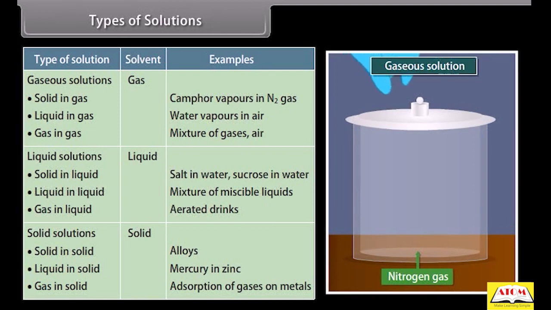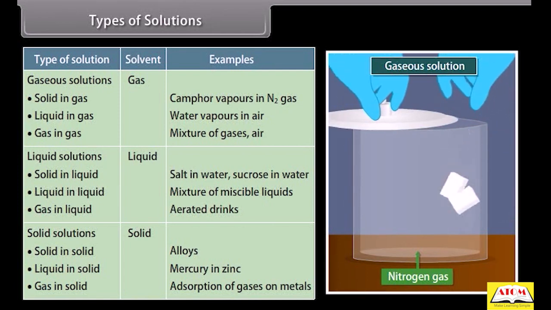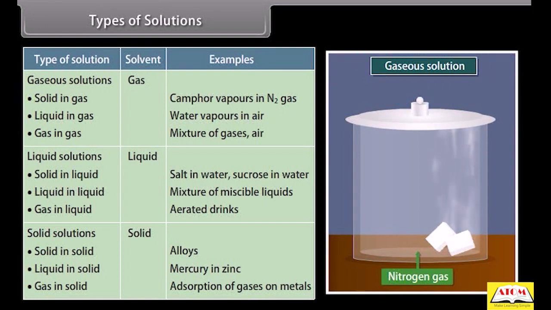In gaseous solutions, gas is the solvent. They are categorized as follows: solid in gas, for example, camphor vapor in nitrogen gas. Liquid in gas, for example, water vapors in air. Gas in gas, for example, mixture of gases or air.